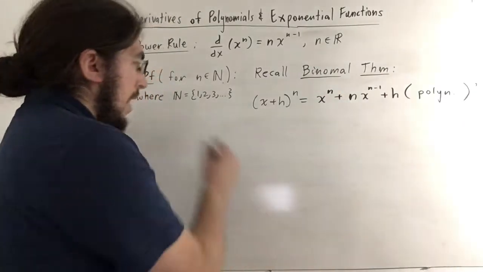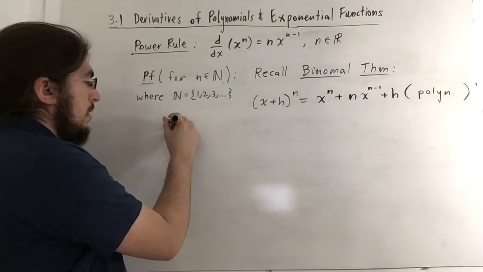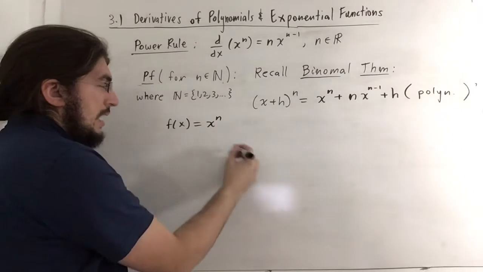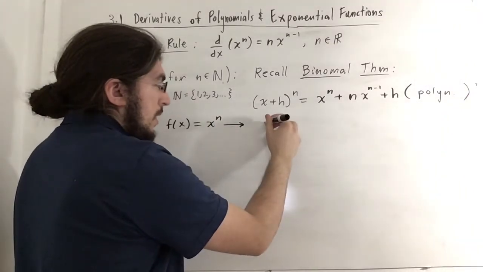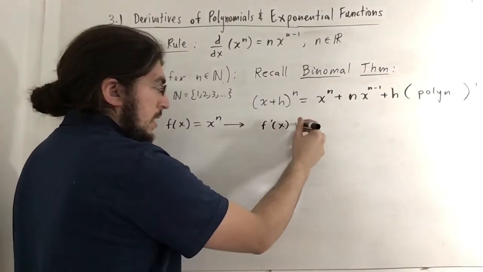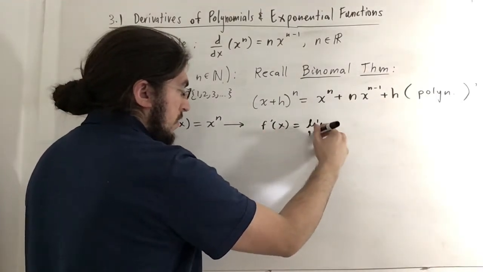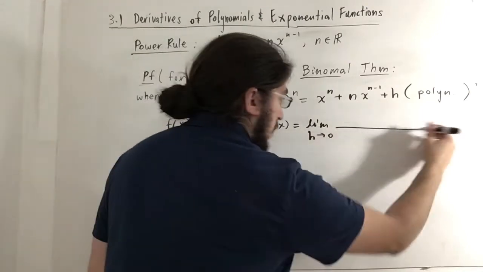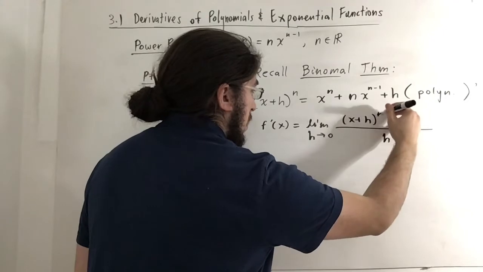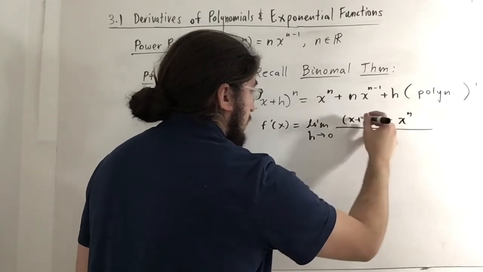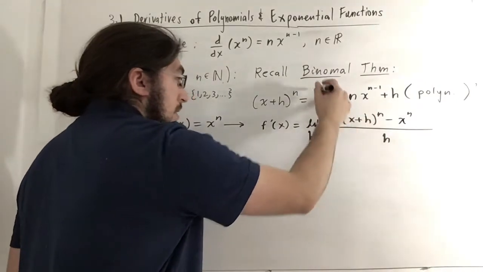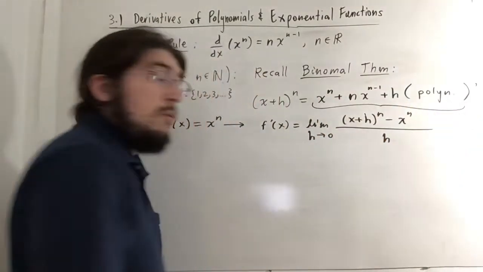Okay, good. So after recalling that, let's actually begin the proof now. So if f of x is x to the n, then this implies that f prime of x, the derivative of x to the n, is the limit as h goes to 0 of, all over h, x plus h to the n minus x to the n. And now first notice x plus h all to the n is this, from what we recalled from the binomial theorem.